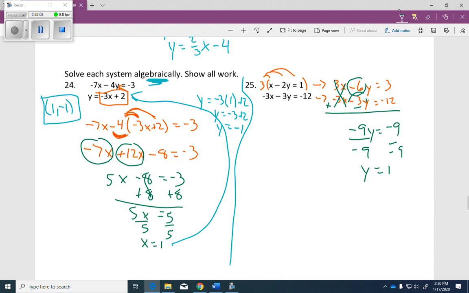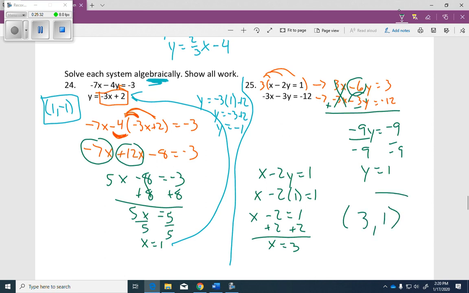We plug this back into one of the equations. I like the top one better. So x minus 2, and then in place of y, I could put the value in. So I could put in a 1. So x minus 2 equals 1. Add 2 to both sides. X equals 3. Final answer is 3 comma 1.